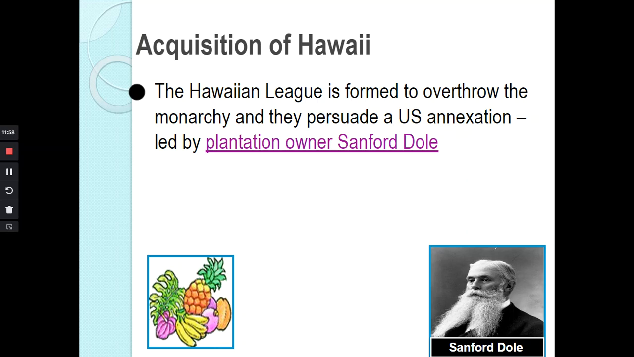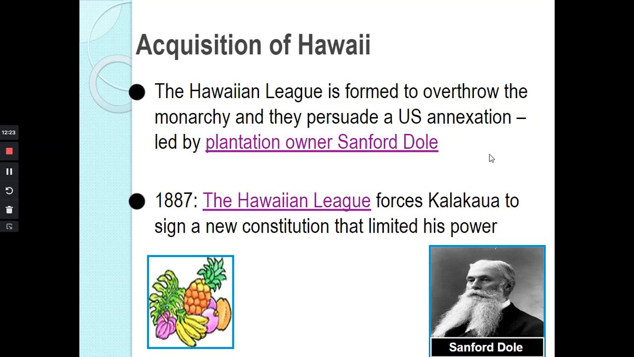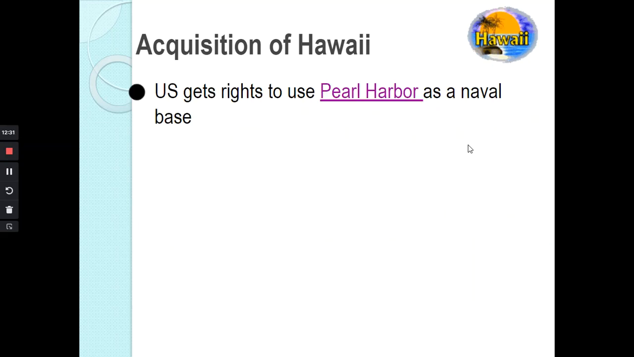And the person, Sanford, just like the town nearby, Sanford Dole, of course, you're probably familiar with him. If you go to the grocery store, the main brand of pineapples is usually Dole pineapples. He's the one who pushed for Hawaii to become part of the United States. And in 1887, they forced the king to sign a new constitution that would limit his power. As a result, the United States gets the rights to use Pearl Harbor as a Navy base.